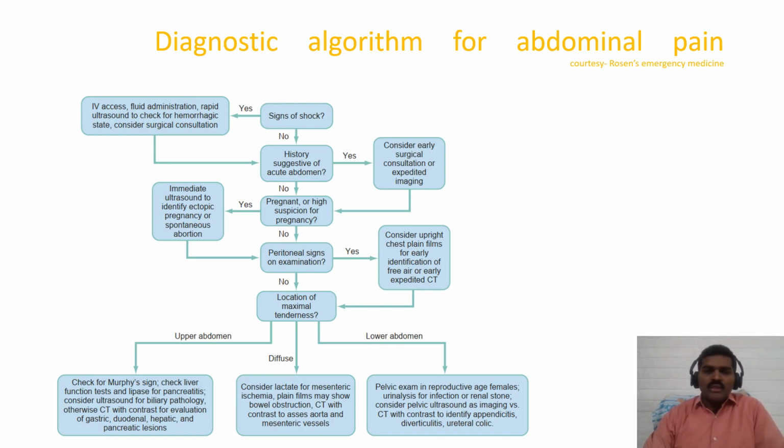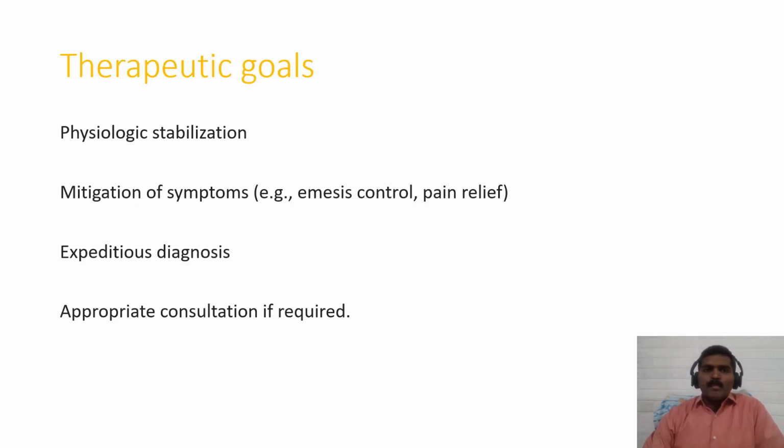There are certain therapeutic goals which you need to follow. The most important in any patient presenting to the emergency department is physiologic stabilization. You follow the ABCDE approach. Airway takes precedence over anything else. Airway, then appropriately manage breathing, appropriately manage circulation, and then you proceed to diagnosis and evaluation of the patient.